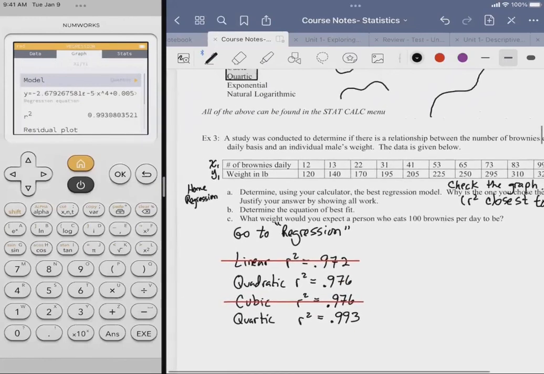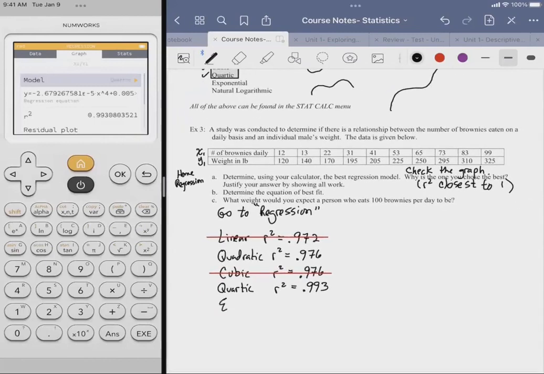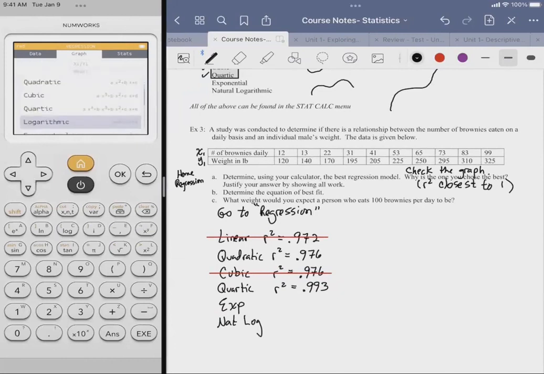All right. So we checked quadratic, cubic, quartic. I suspected that it was quartic, and that's about 99%. I mean, that's pretty good. But just to be thorough, I'm going to check exponential, and I'm going to check the natural log. So we go to model, logarithmic. Now it says logarithmic in here. We should do exponential first, but just to talk about logarithmic, I say natural log here.